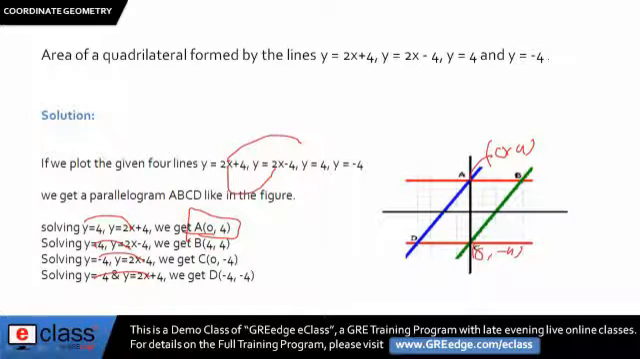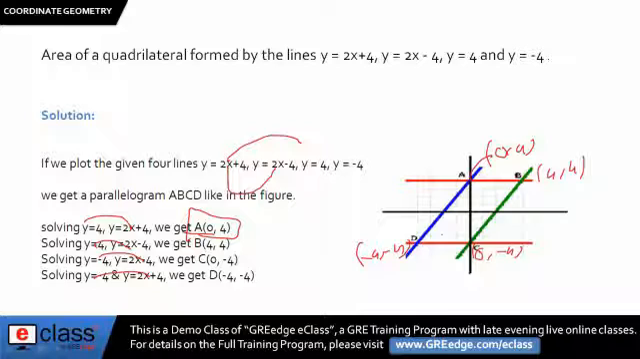So these are all things you can get directly from the question itself. And the only point is you have to calculate using these 2 points: 4, 4 and minus 4, minus 4. Now what is the next step? You need to calculate the area.